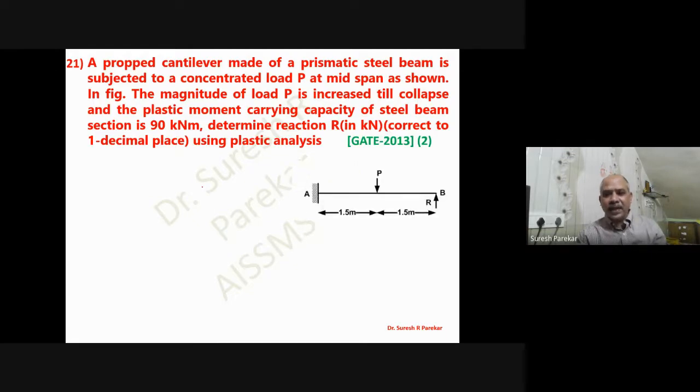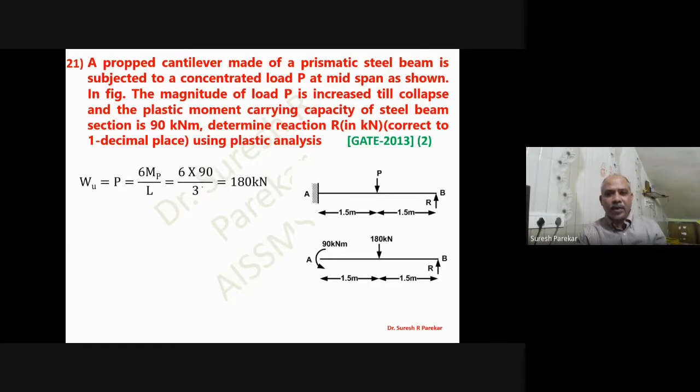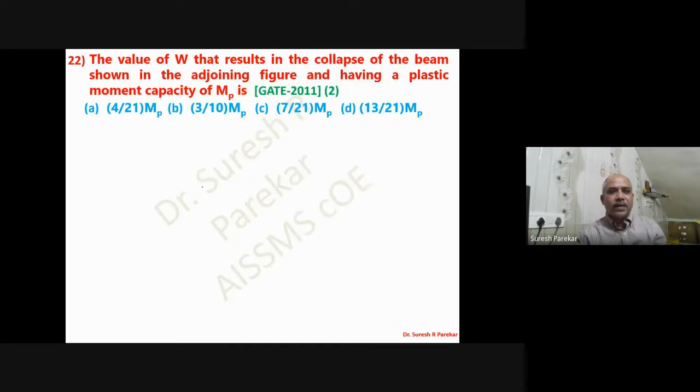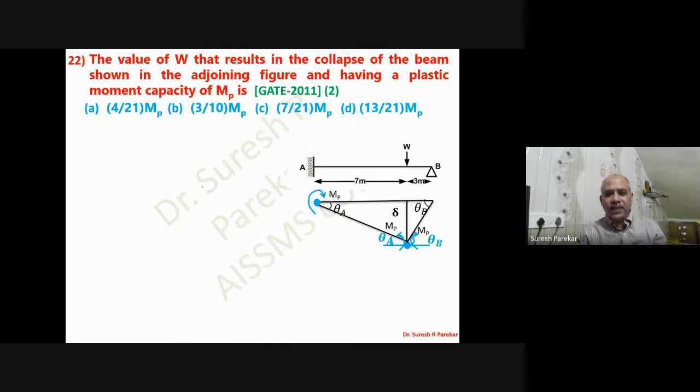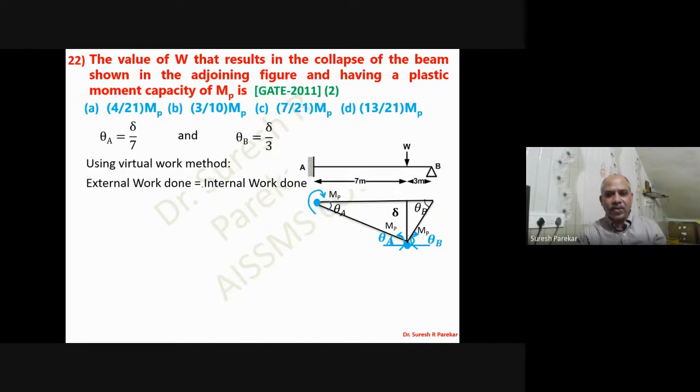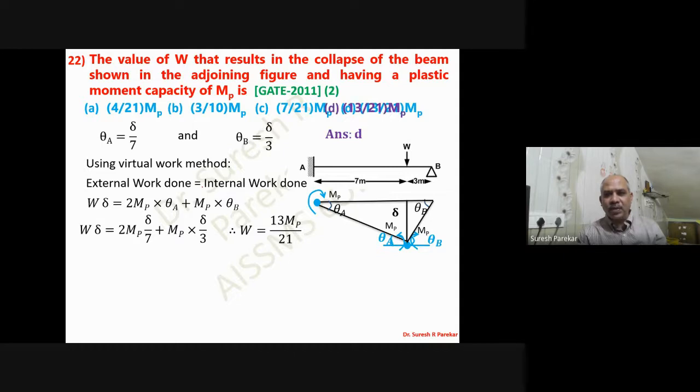Then we have this propped cantilever, and for this one we have to determine the value of P. In the same fashion we have to solve this. You can see this will be 90 kilonewton meter at the fixed end, and by using the equilibrium equation we will get the value of R, that will be 60 kilonewton. So we have this value of W. In the same way we go again, and then we have delta by 7, delta by 3, and using the virtual work method you can see we will get W equal to 13 MP by 21. So the option is D.